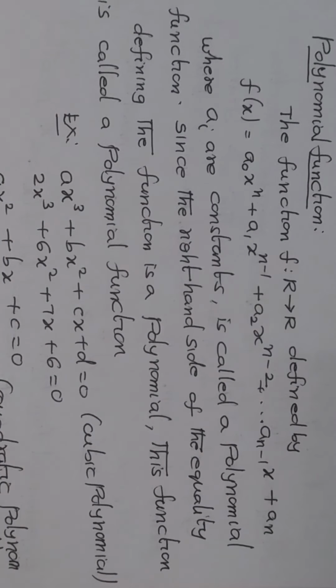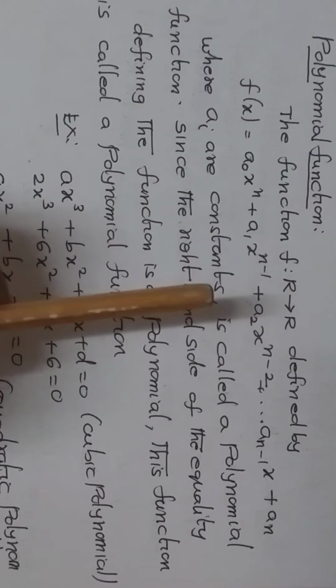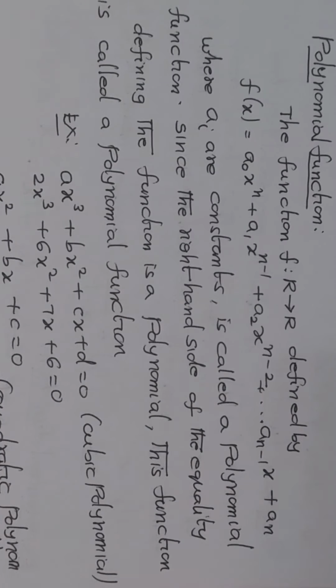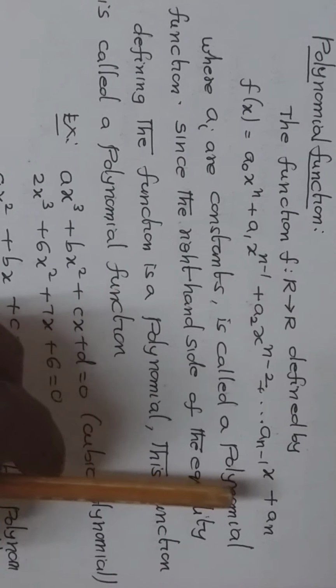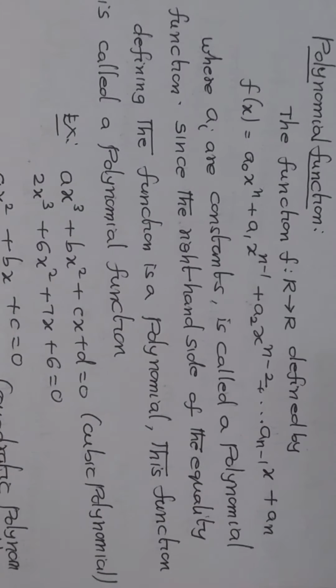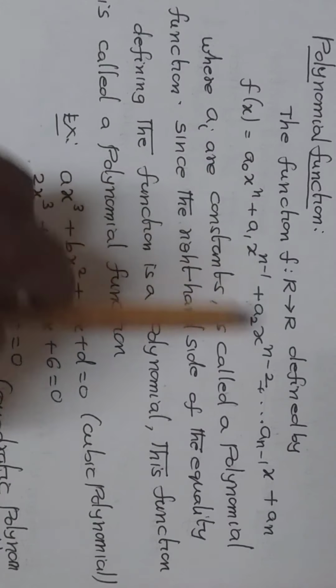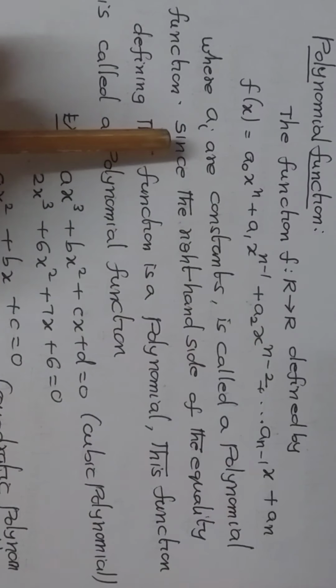So, what is the general form of the polynomial function? How does it look? How many kinds of polynomial functions are there? We'll see in detail. Okay. The function f: R to R is defined as f of x is equal to a0 x power n plus a1 x power n minus 1 plus a2 x power n minus 2 and so on, so many terms in between, up to an minus 1 x plus an. So if any function looks like this, where ai are constants.